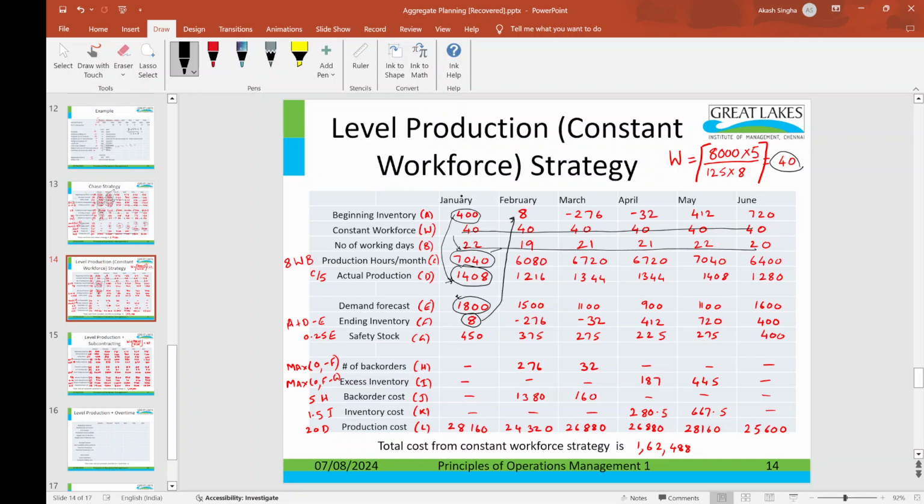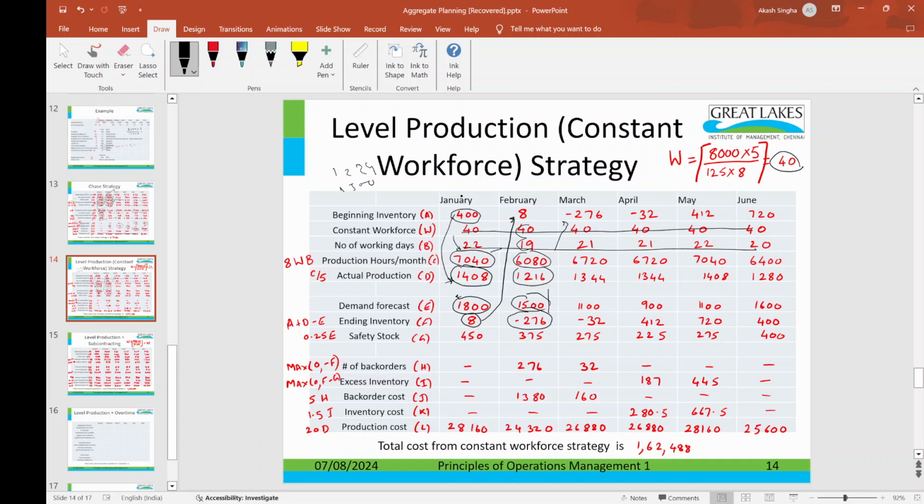Now from February, do the same thing, 6080 hours. So 1216 will be produced. 1216 plus 8, 1224 will be there. From that, 1500 is needed. 1224 is the amount we have, and the demand is 1500. So there is a deficit, we don't have as much as is needed. So the negative value is the ending inventory, and that will go to March. Similarly, we have to calculate the whole thing.